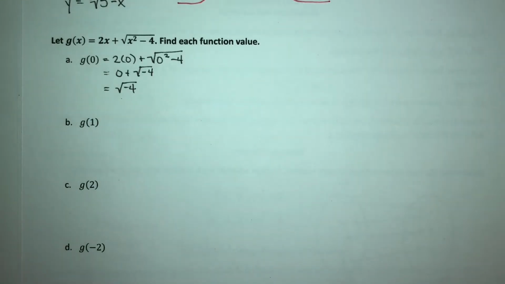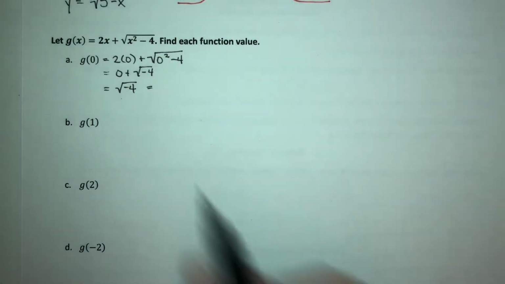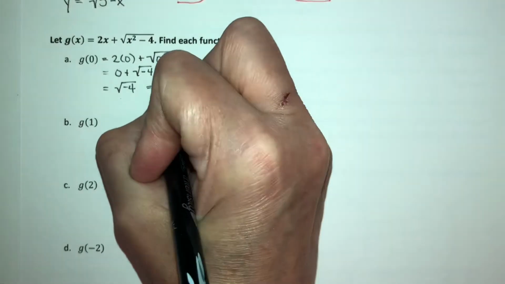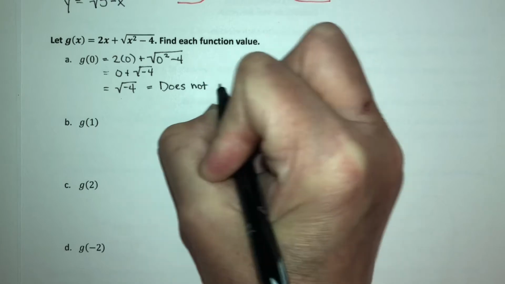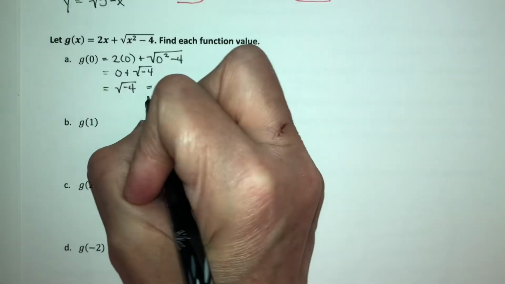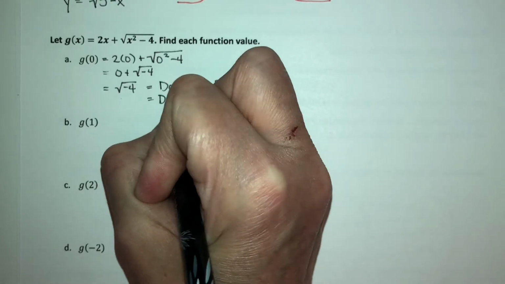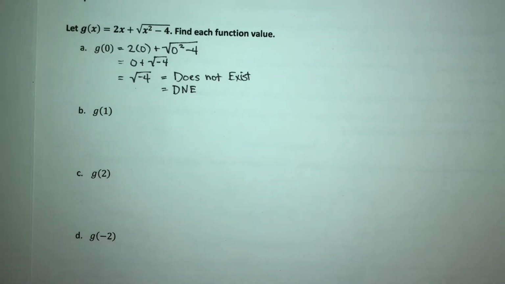yes, it is 2i. But we're not interested in complex answers right now. For right now, when we're talking about functions, what we're going to say when you take the square root of a negative number, this does not exist. It's not a real solution. You will also often see this as DNE. Does not exist. It's just asking for us to do something that we're not allowed to do.